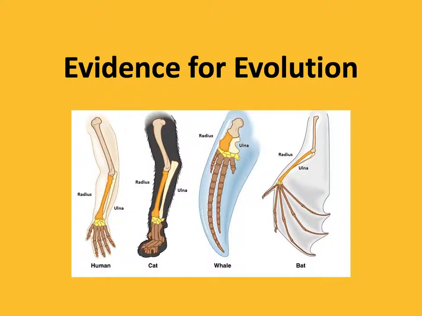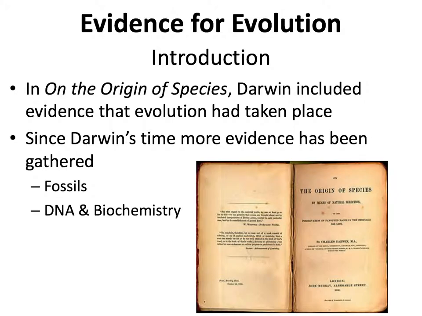Welcome to today's lesson, Evidence for Evolution. Darwin took his life's work and collected all his information and wrote about his theory of evolution in a book called On the Origin of Species. And in this book, he provided evidence that evolution has taken place. Since Darwin's time, we found other evidence for evolution, and we find that evidence in the fossil record, in DNA, and in biochemistry. In this lesson, we'll look at the evidence for evolution.